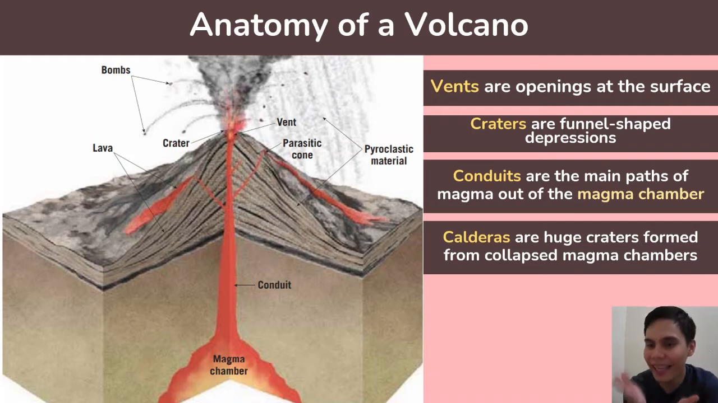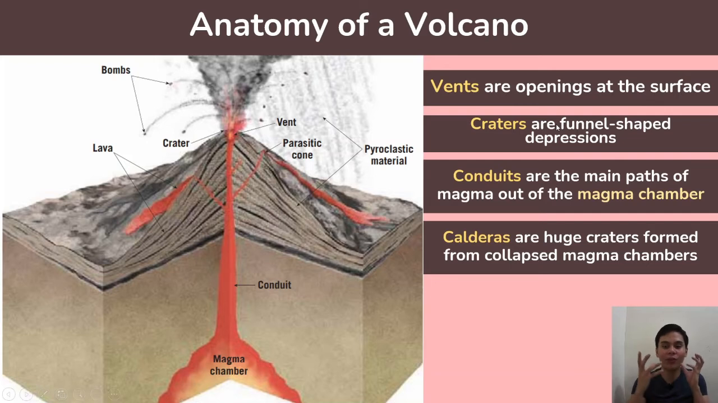When we say vents, these are openings on the surface. So again, they can be at the very tippy top of a volcano, hill, or mountain, but there can also be side vents on the sides of the volcano. These vents can also secrete lava from them. So again, any opening at the surface is a vent.